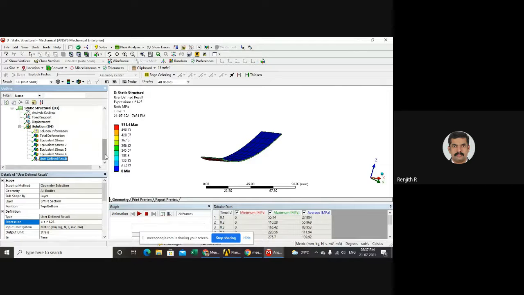The time is actually 3:37, and the workshop is scheduled up to 4 o'clock. So if there are no queries, I will show you another one, which is the difference between static analysis and transient analysis. Before that, if you have any queries, we'll have a discussion. Or I will show you one more analysis trick.